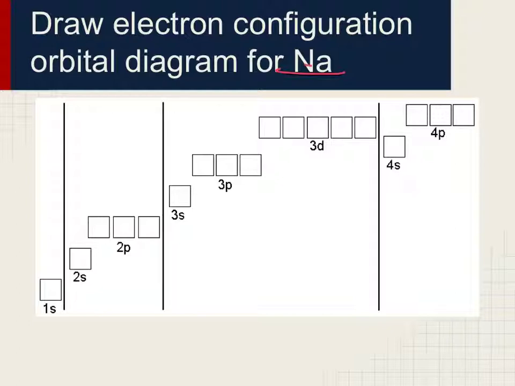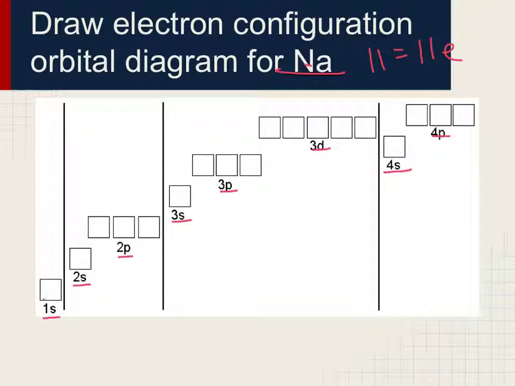And so this is the diagram that we saw earlier in the lecture, and it shows us the order in which orbitals are filled. So remember, we start with 1s, 2s, 2p, 3s, 3p, 4s, then 3d, then 4p. So let's take a look. We know that sodium's atomic number is 11. That means it has 11 protons and therefore 11 electrons. Let's fill these 11 electrons in.